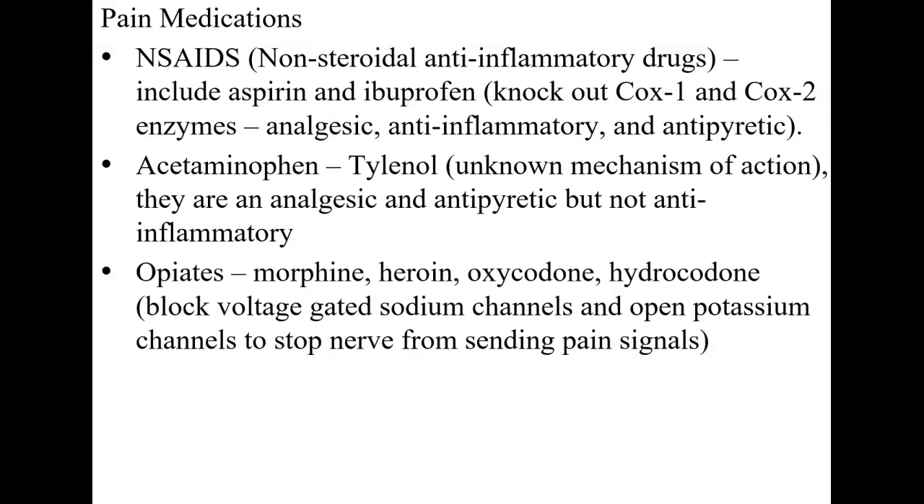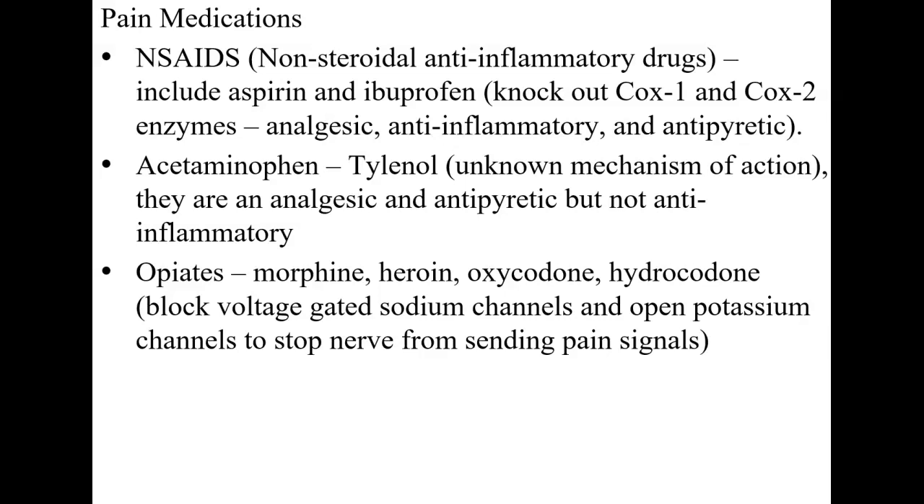Opiates are going to be used for really, really strong pain. The opiates include things like morphine and heroin and oxycodone and hydrocodone. So these are all different kinds of opioids. Really the only opiate up there is probably morphine, but the rest of them are synthetic and those are opioids.